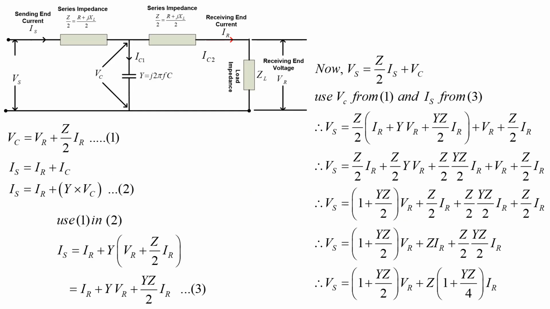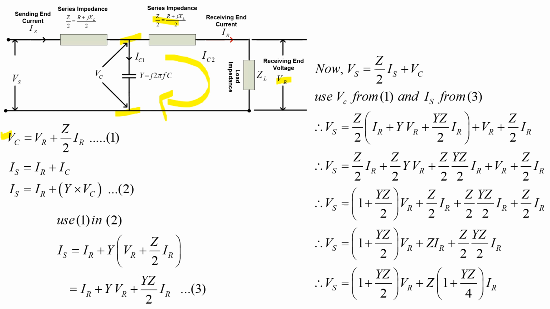You know that this is my Vc. Vc is nothing but the voltage available across this capacitance, and this is my one loop. In this loop, you can see that there are two voltages: one voltage drop across this, and another is voltage VR. So Vc equals VR plus Z by 2 into IR. This is my equation number 1.